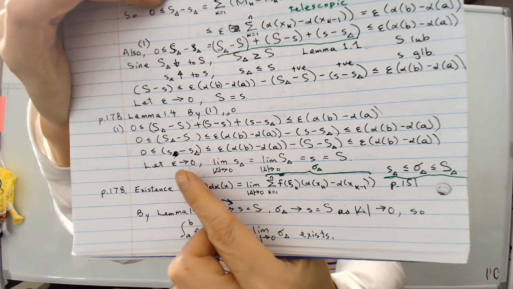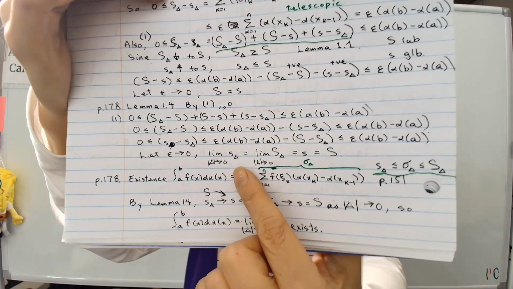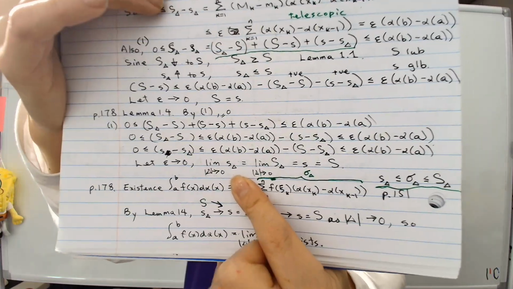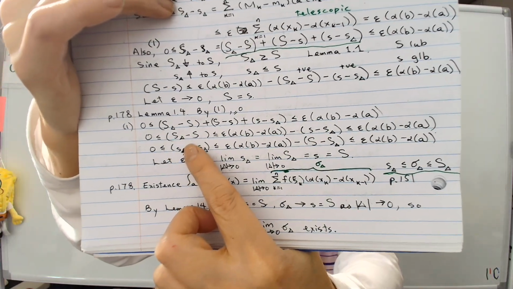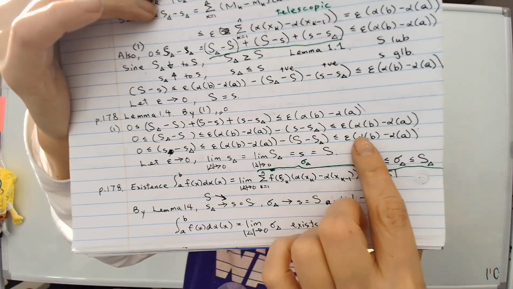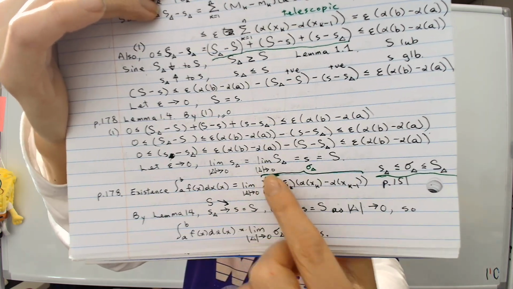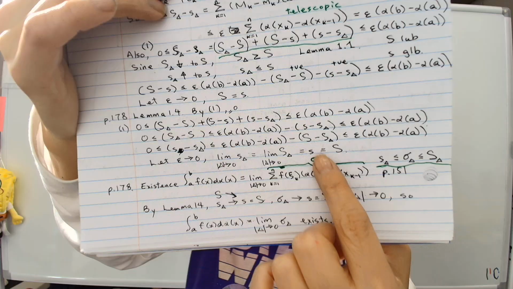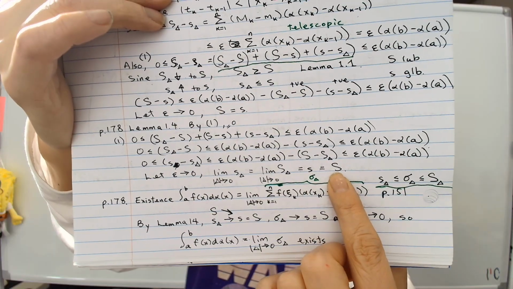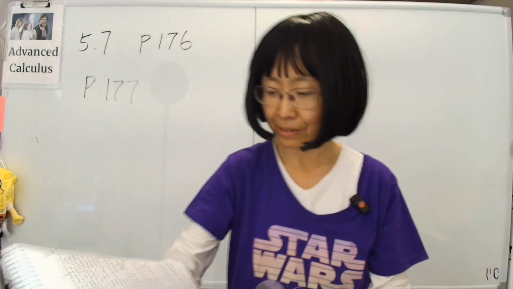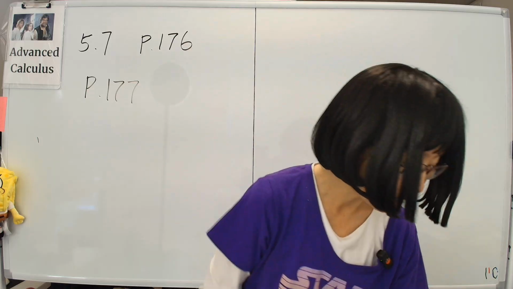And as epsilon goes to 0, we apply the limit. For both, the difference goes to 0, and therefore the limit of small s triangle and the limit of big S triangle will both go to small s or big S. And therefore, we have proved lemma 1.4.